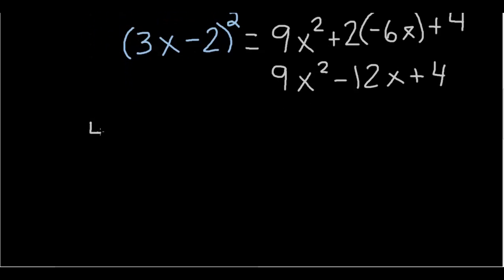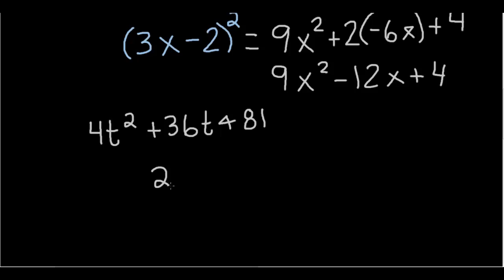Let's say that we have 4t squared plus 36t plus 81. So we're going to square root the first term. The square root of 4t squared is 2t. The square root of the last term is 9. We use the sign of the second term, and then we square this.